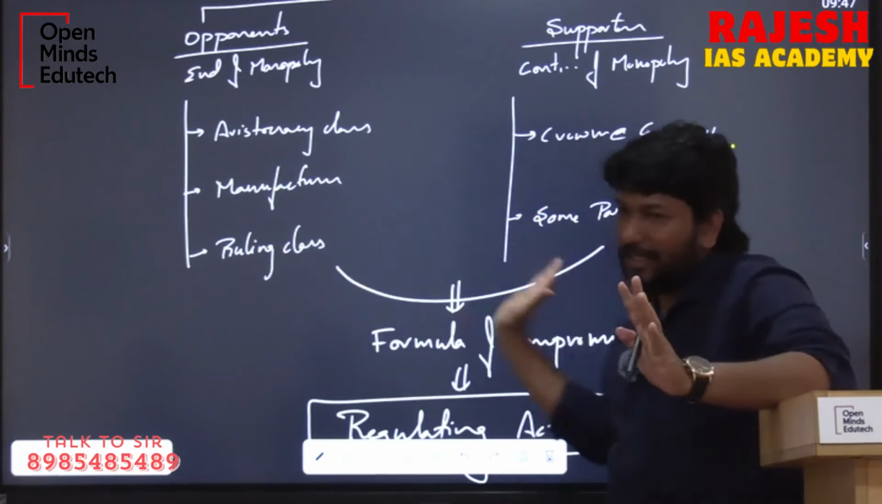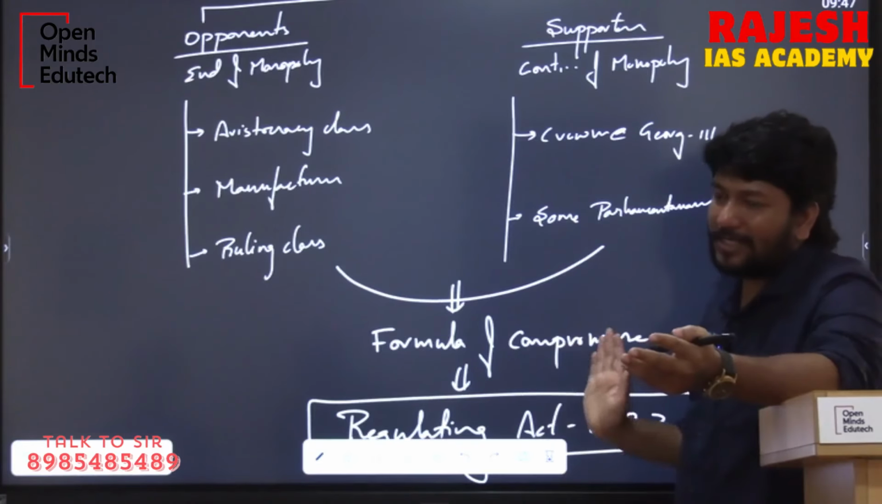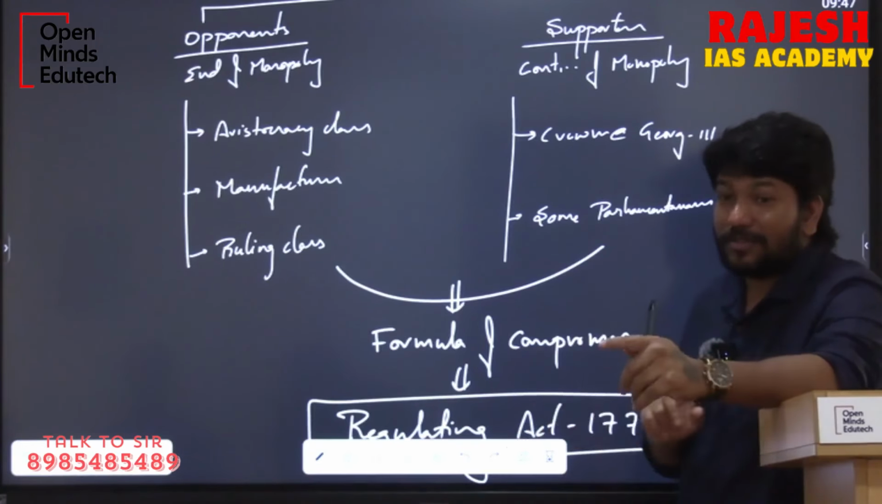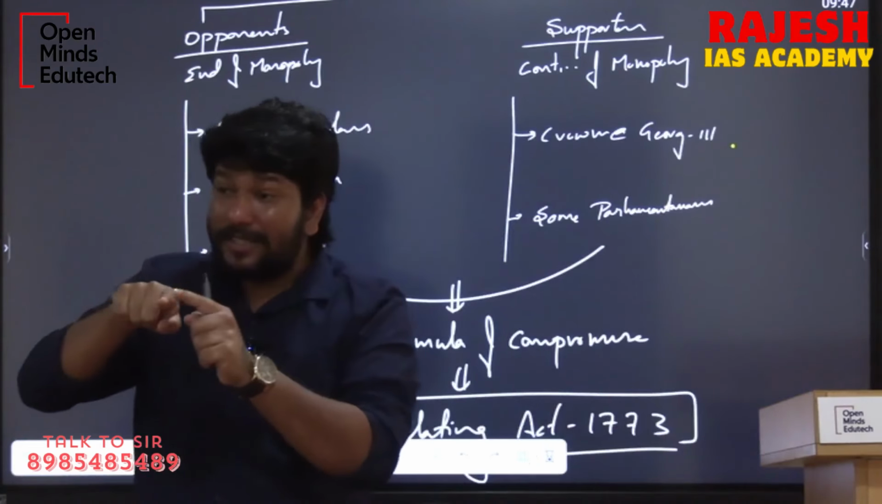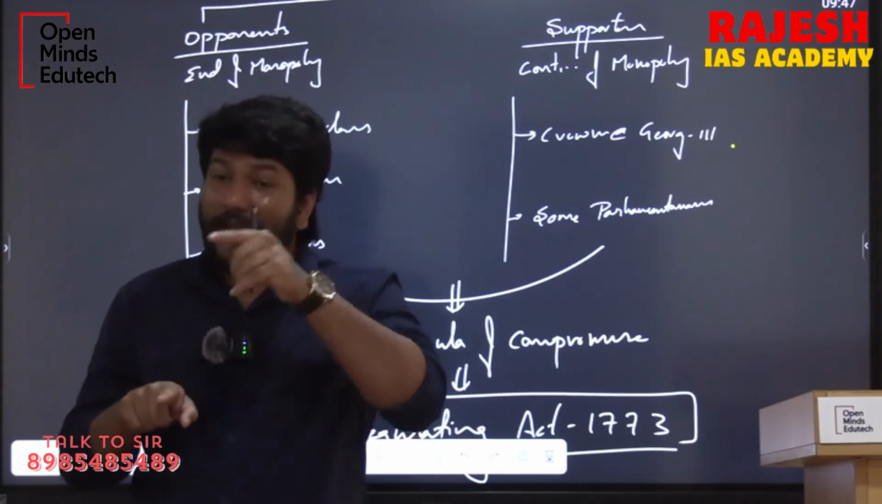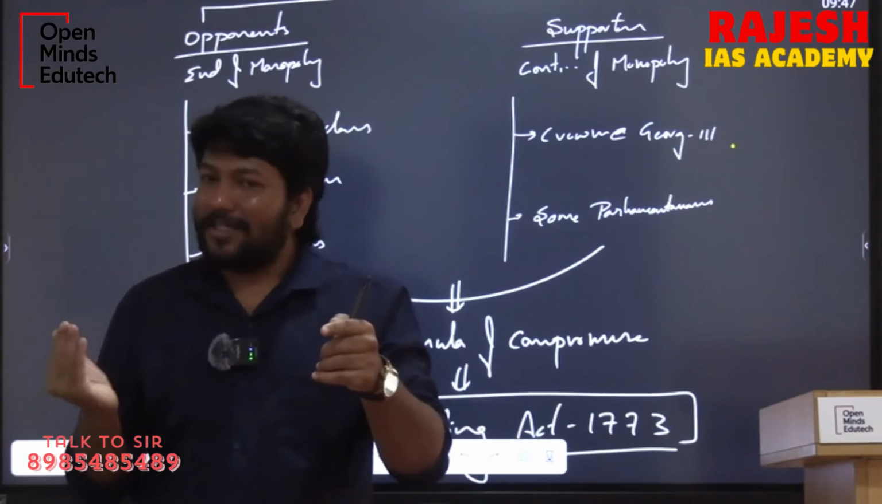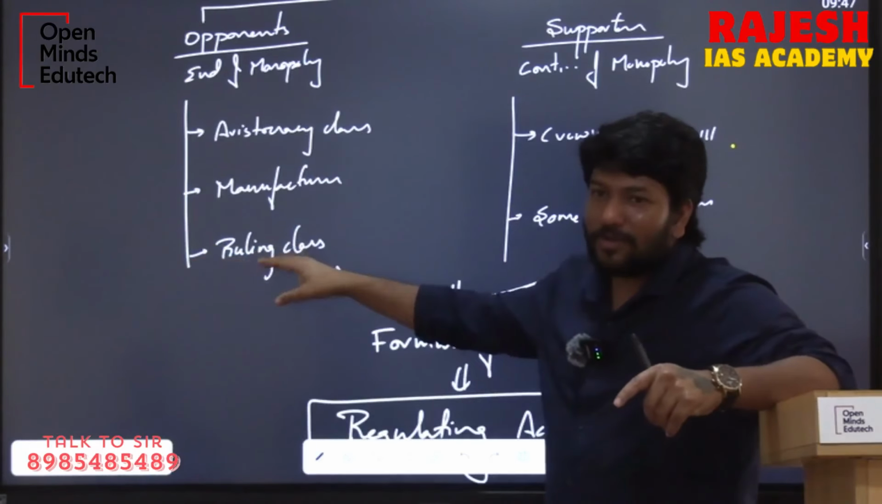Then the act tilts towards the supporter. When opponents become strong, acts tilt towards them. See, this you should remember. Got it right? See, the Regulating Act and Pitt's India Act were tilted towards supporters. The 1813 Act tilted towards the opponent. They became strong. Got it right?